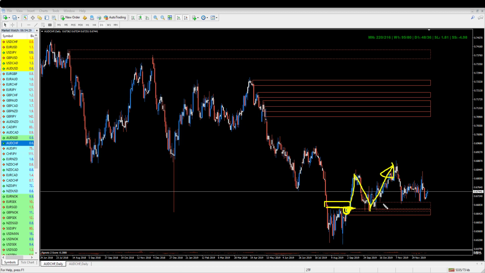Now price is starting to test this area here, which was tested once, twice, three times. So this has been tested quite a few times. And so we do have our directional bias, and the directional bias is to move price higher.